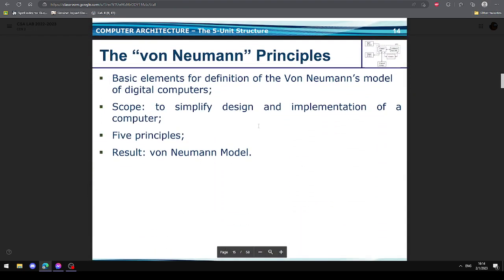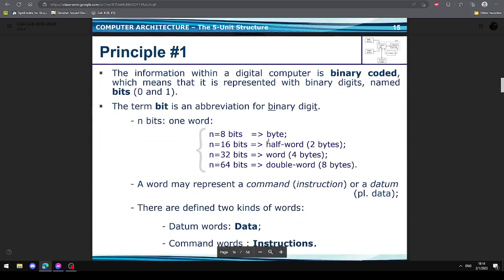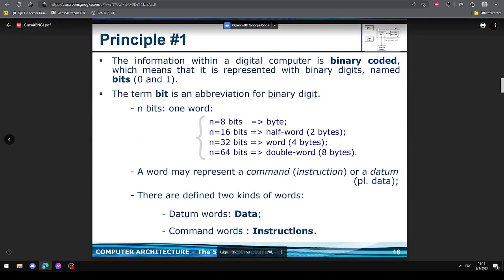The von Neumann Principles. Principle number 1. The information within a digital computer is binary coded, which means that it is represented with binary digits, named bits, 0 and 1. The term bit is an abbreviation for binary digit.